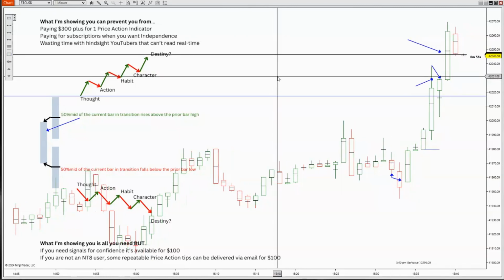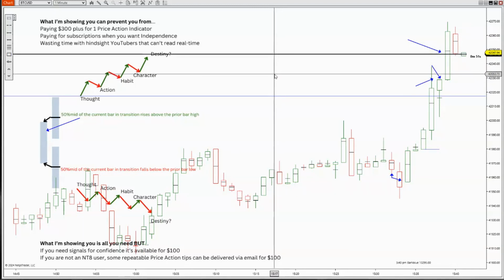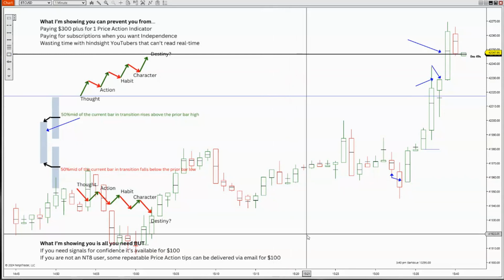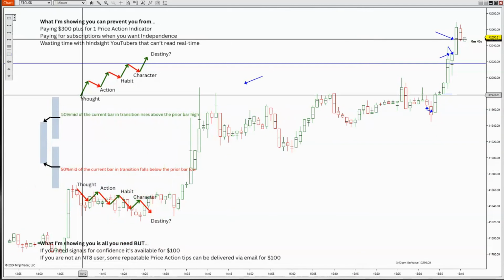Now I'm going to try to explain to you in a very simple way how you could stay in it for a bit longer. All right. So you don't have to immediately get out and then execute another trade. You don't have to do that. And I'm going to prove it to you.